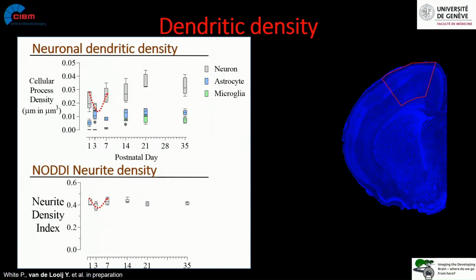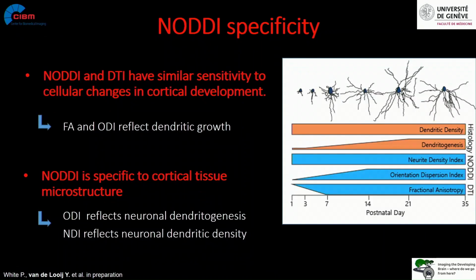If we quantify the neuronal dendritic density, so really the neurons, we see that we have a small decrease, then an increase. And when we look at the neurite density index, we have exactly the same path, with a small decrease and an increase from postnatal day 1 to 3 to 7. And we also have a good match in this way.